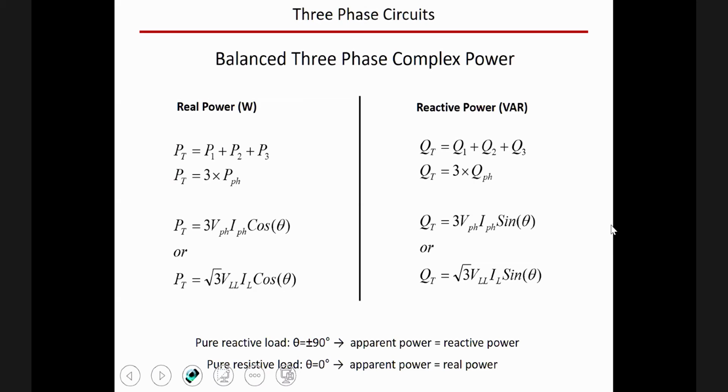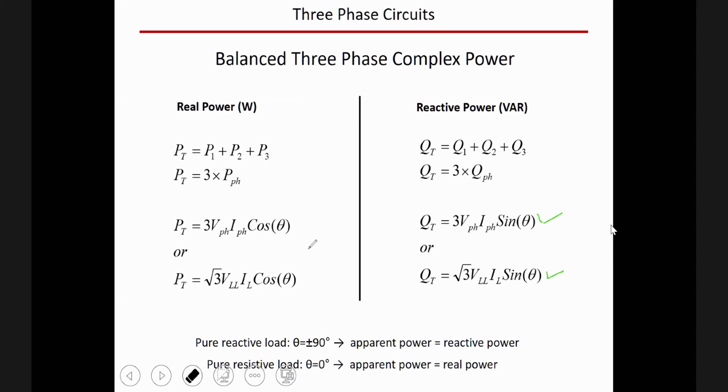So for the reactive power, sorry, 3V phase I phase sine, and for the line quantities, the reactive power will be square root of 3V line I line sine. Of course, when we say cosine and sine, we're talking about the power factor angle, which is equal to theta V minus theta I. We already discussed the power factor angle and the power factor when we reviewed the 101 electric circuit.